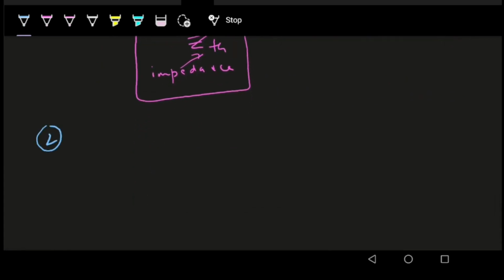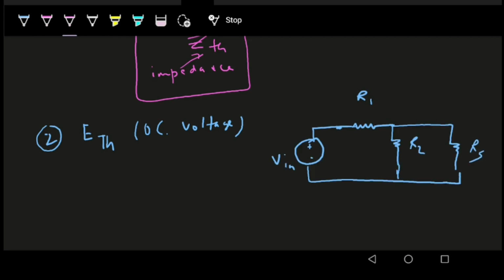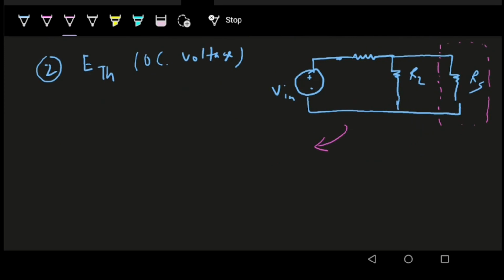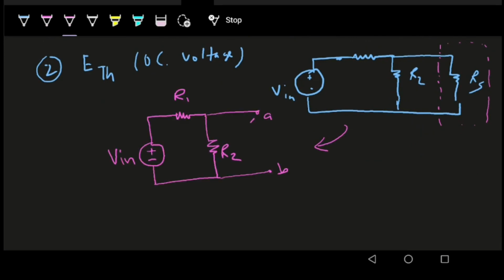In step number 2, we're supposed to find the Thevenin's equivalent voltage, ETH, or open circuit voltage. Let's redraw the original circuit. So what do we have to do here? We again have to disconnect the load here, and redraw the equivalent circuit. It will look something like this. Now I have to find the voltage across these two points, A and B. Let's say it is VTH or ETH, both are the same.